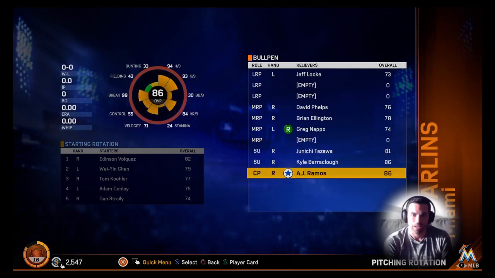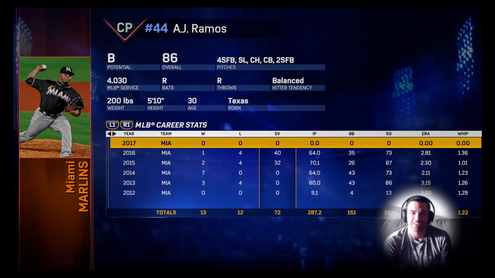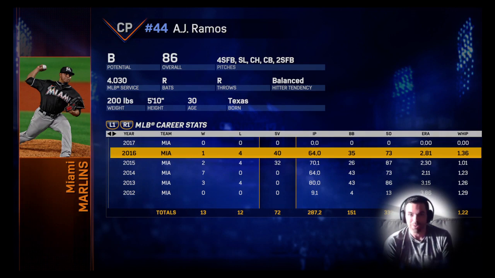Like AJ Ramos, right? Last 2 years, 40 saves, 32 saves. That's awesome. But what the hell does it really mean, right? He came in the last inning and got a 1-2-3 inning. So what, right? Or not even 1-2-3, but he came in and even if they had a 3-run lead, he just didn't give up more than 3 runs. I mean, is that really a sign of huge success?